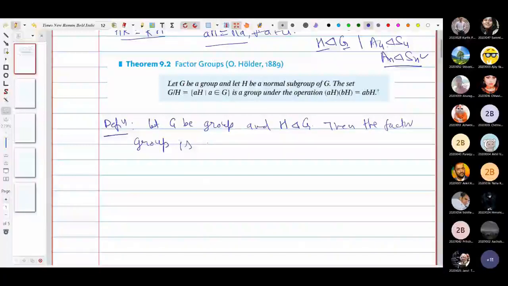So this is called a factor group. Sometimes G by H is also called a quotient group.